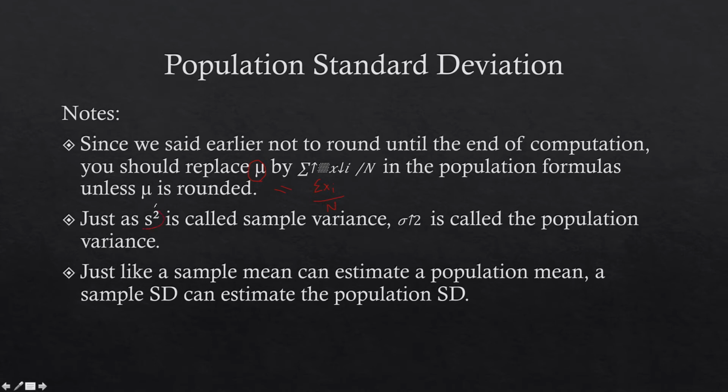Now, s squared, standard deviation squared, we called the sample variance. Well, sigma squared is called the population variance. It just kind of tells you how much your data is varying from the mean, okay? Just like a sample mean can estimate a population mean, a sample standard deviation can estimate a population standard deviation. Okay, we just want to make sure we have that representative sample there.